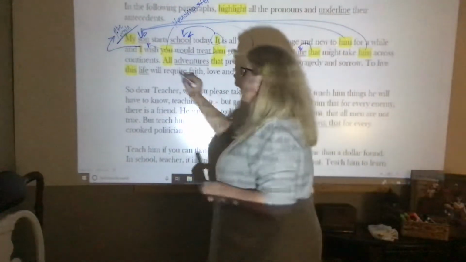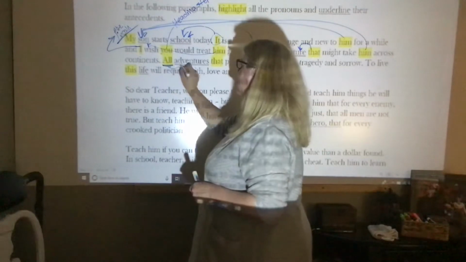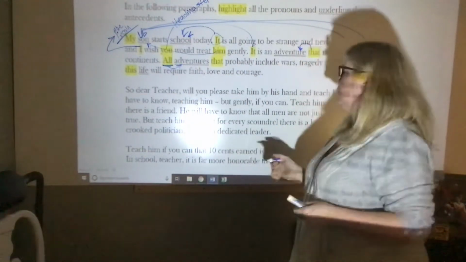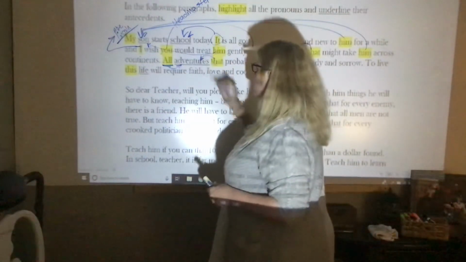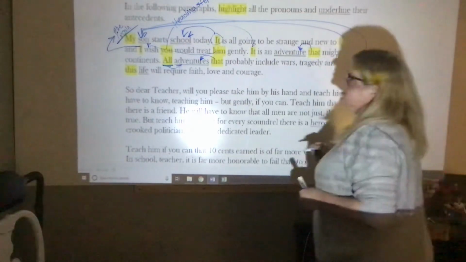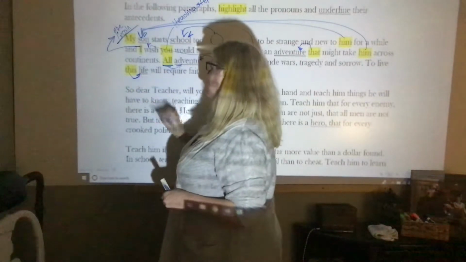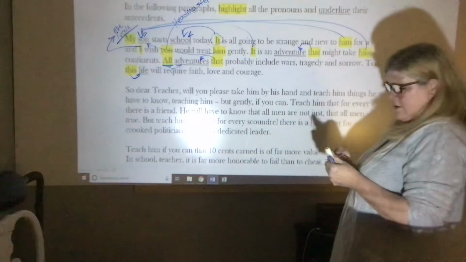All adventures. All is one of those indefinite pronouns, and usually your indefinite pronouns are going to go right next to a noun that it is referring to. All adventures that probably, and that is also talking about adventures, probably include wars, tragedy, and sorrow. To live this life, and again, this is referring to life, will require faith, love, and courage.